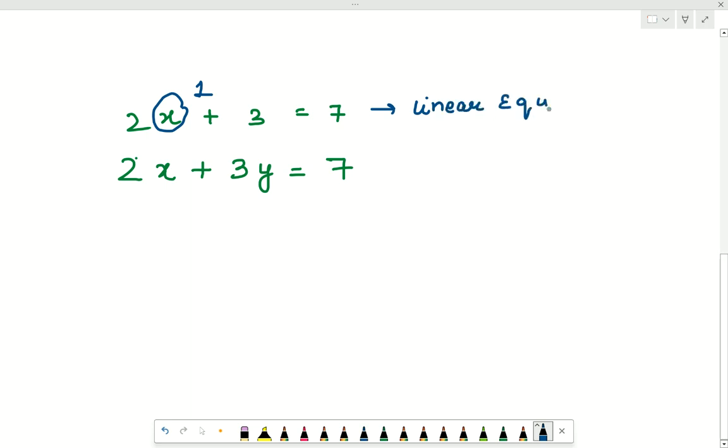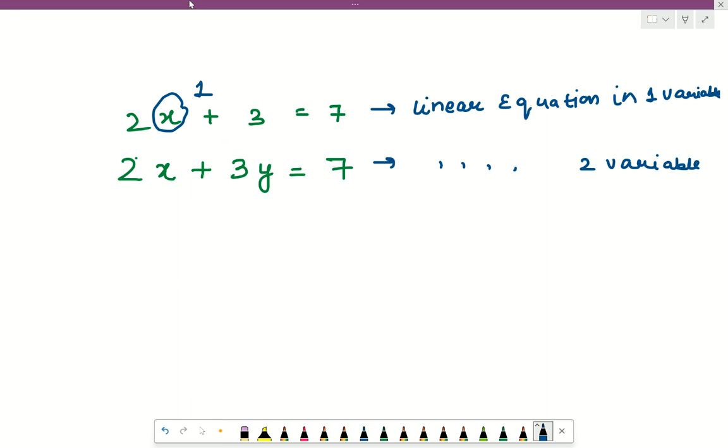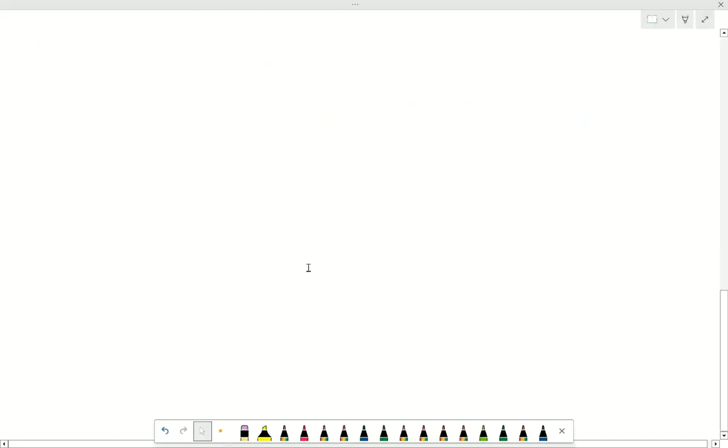Coming to the second one, it is also a linear equation because x and y have power 1, but just because it has x and y, that means two variables, it is going to be a linear equation in two variables, right? Achha guys, I'll tell you one more thing. Right now we were solving linear equations in one variable. Now we are going to solve linear equations in two variables. There are two ways of solving linear equations in two variables, that are substitution and elimination. So today we will be learning about the substitution method.